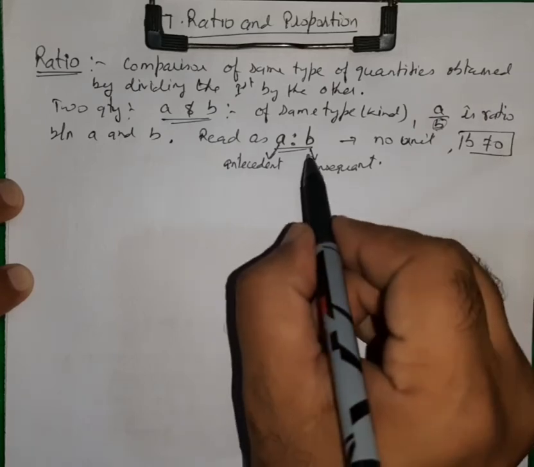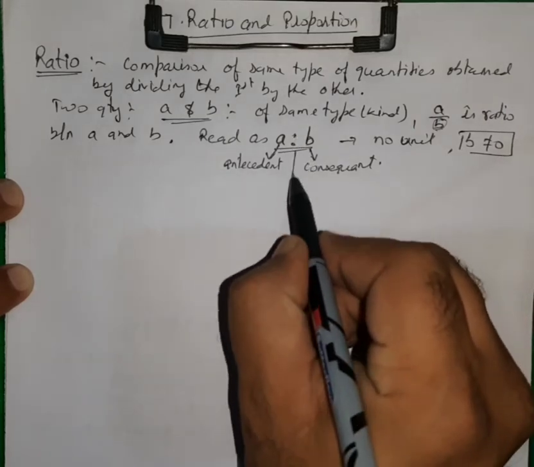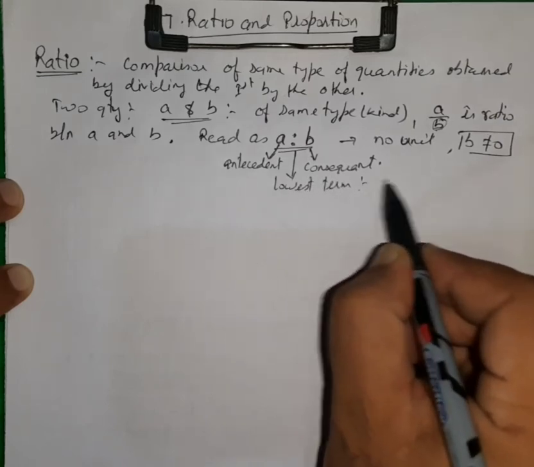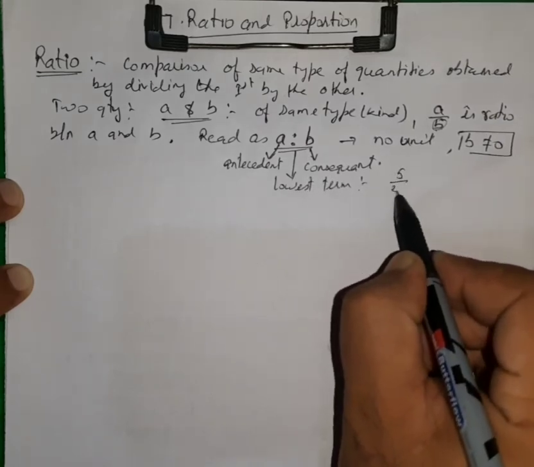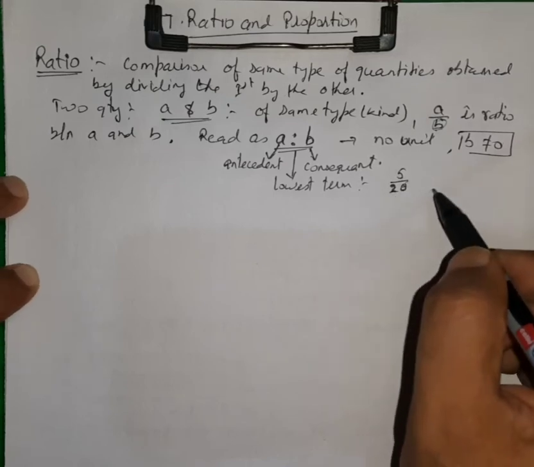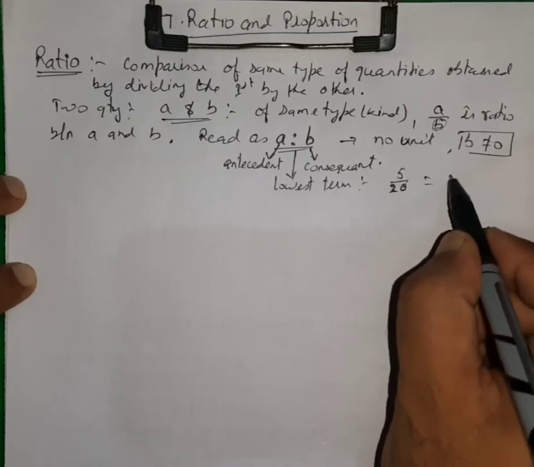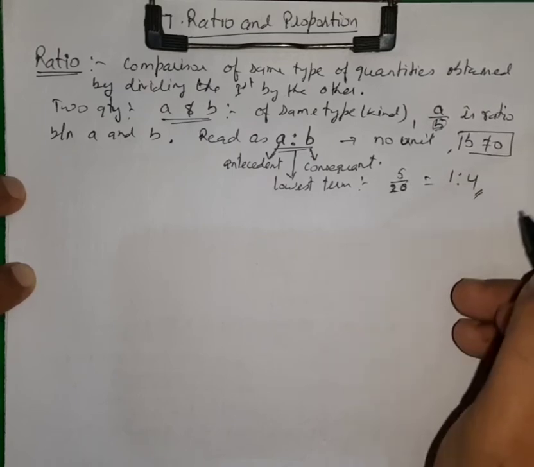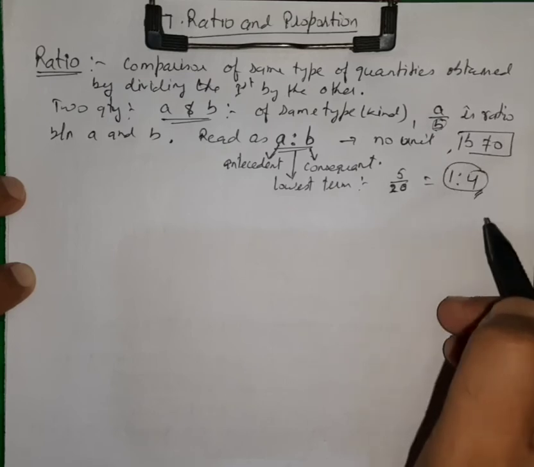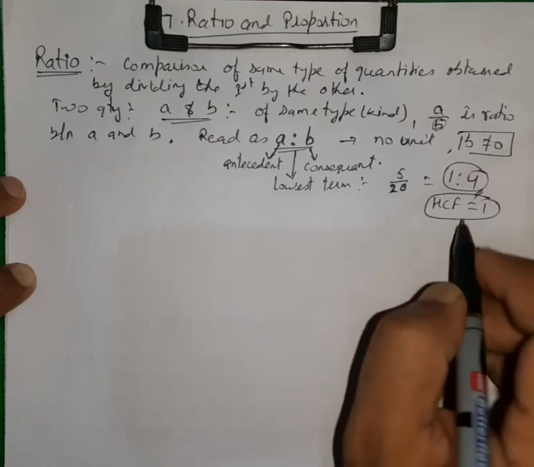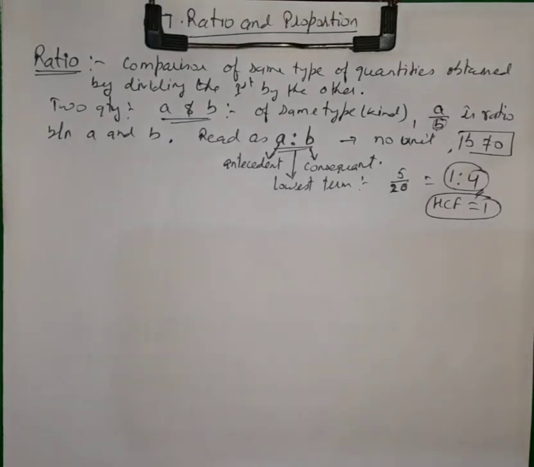Also this A is to B must be in the lowest term. For example, if I am writing 5 over 20, then this is not the ratio, because the ratio must be expressed in the lowest term. If I am dividing by 5, it will be 1:4. Here both these quantities are in the lowest term, which means their HCF is always 1. Nothing is common between them. So this is the way to represent this ratio.